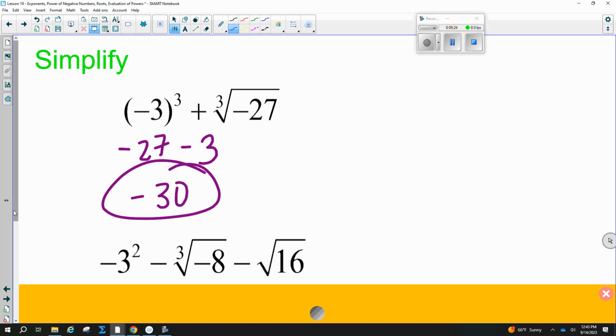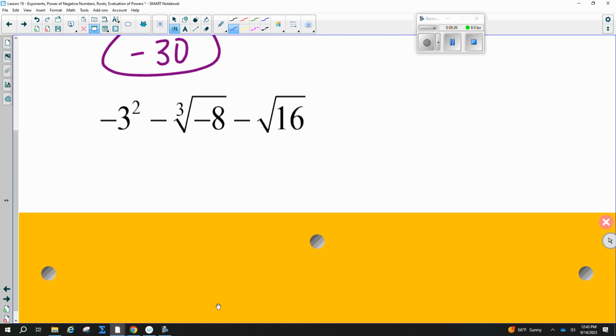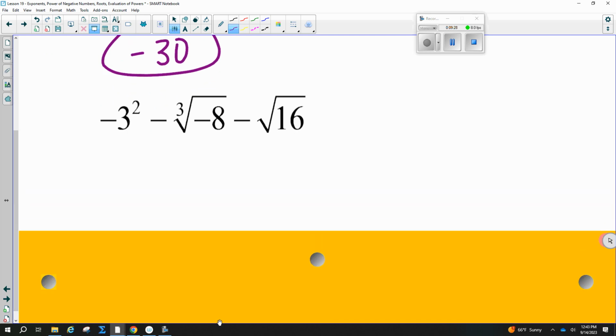All right, I have negative 3 squared. Notice no parentheses. That is super important, right? So what is negative 3 squared with no parentheses? Good. Negative 9. You're only squaring the 3, and the negative just hangs out in the front, okay? Now I have a minus. What is the cube root of negative 8? Good job. We can take the cube root of a negative, right? Because negative 2 times negative 2 times negative 2 is negative 8.